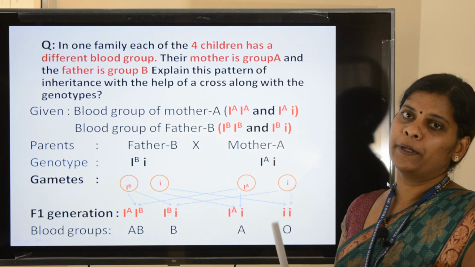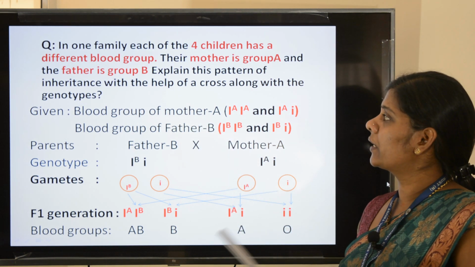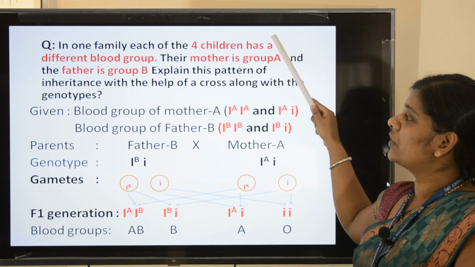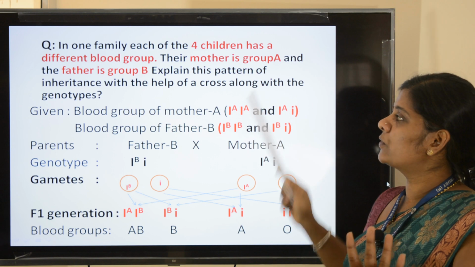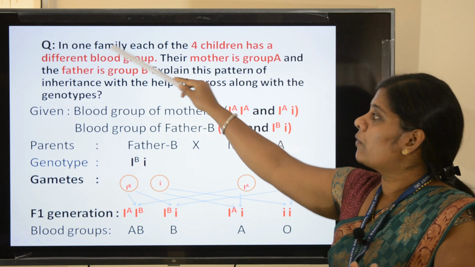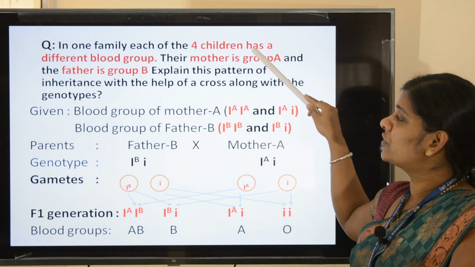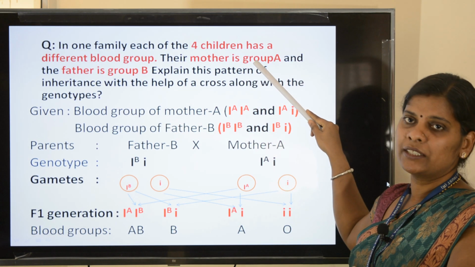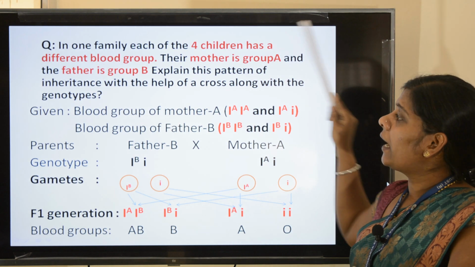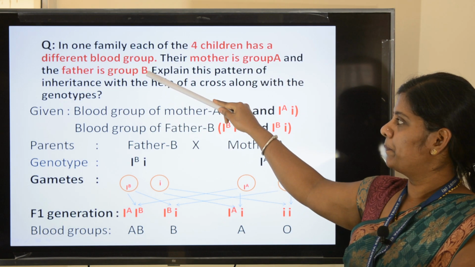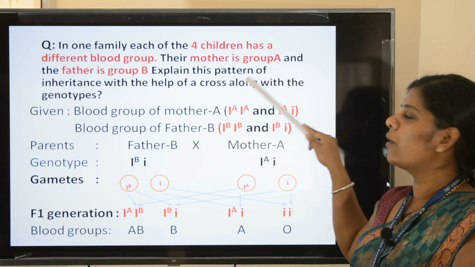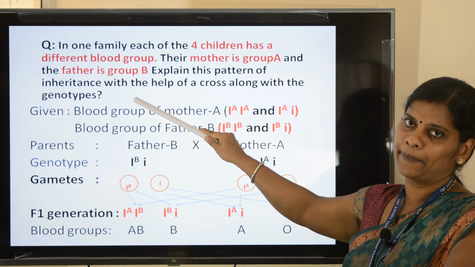Here is one problem regarding blood grouping. In one family, each of the 4 children has a different blood group. Their mother is blood group A, and father is blood group B. Explain this pattern of inheritance with the help of a cross along with the genotype.